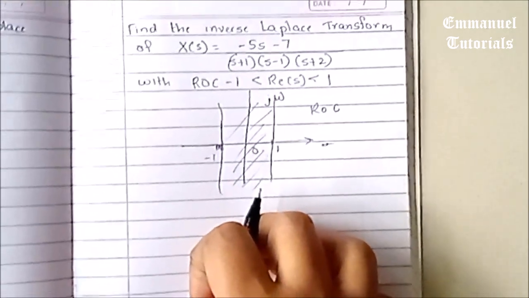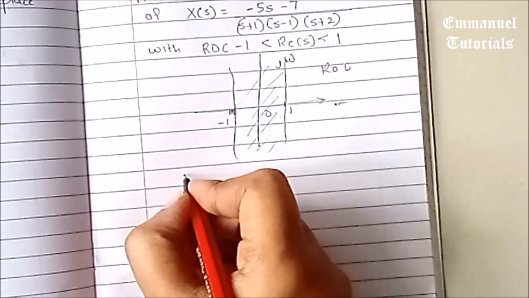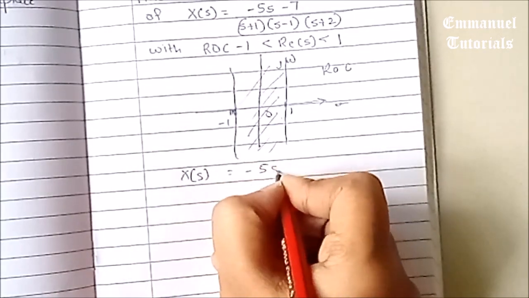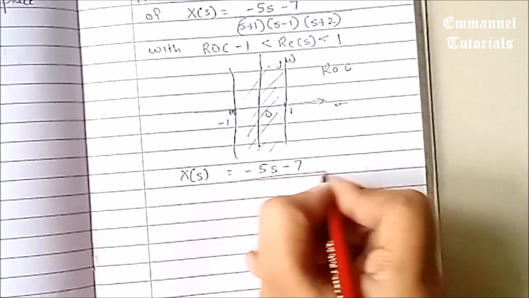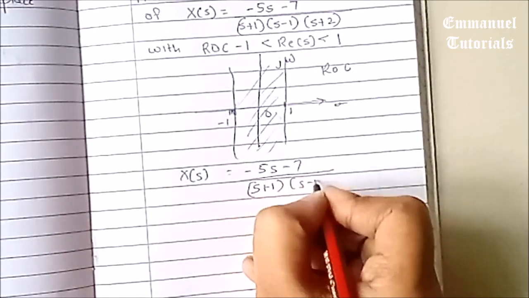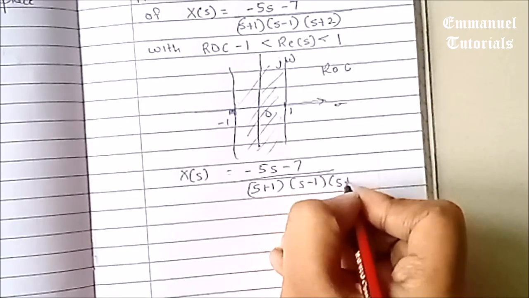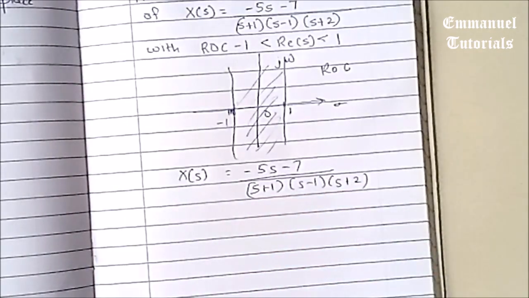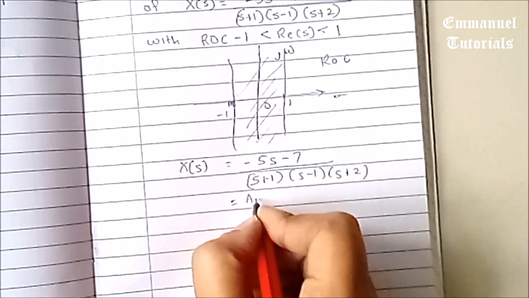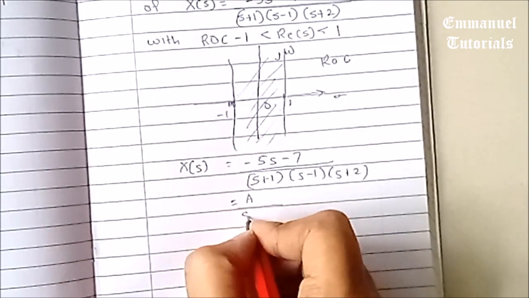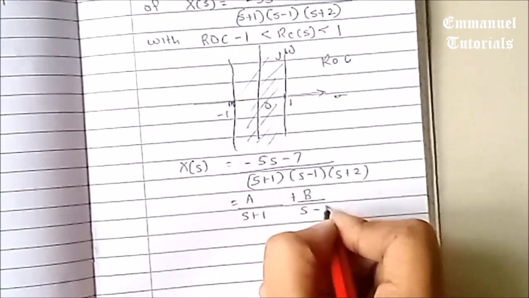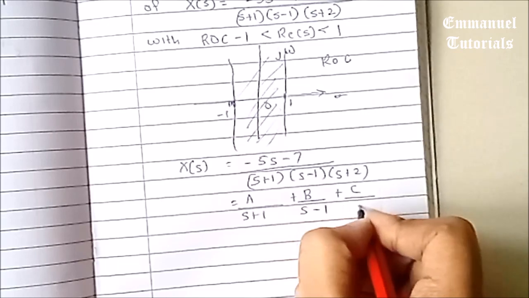So let's start. X of s is given as minus 5s minus 7 upon s plus 1 into s minus 1 into s plus 2. Now by partial fraction method we know that this can be represented as a upon s plus 1 plus b upon s minus 1 plus c upon s plus 2.